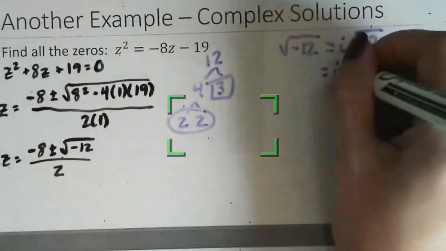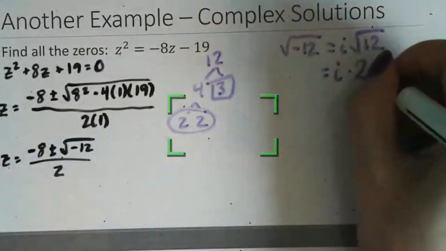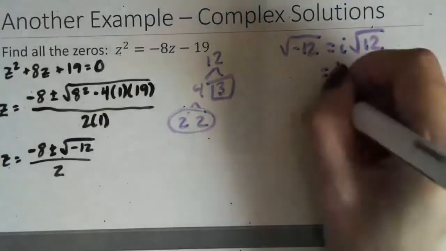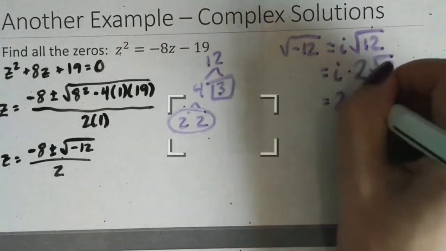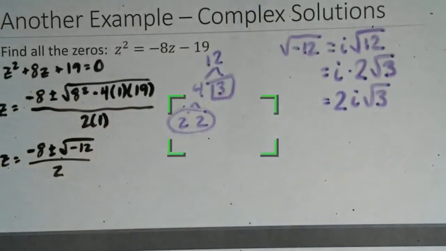So I still have my i out front. I get a 2 out front as well, but I have a 3 left under the radical. We write all this together as 2i times the square root of 3. So instead of writing the square root of negative 12, I'm going to write it as 2i times the square root of 3.